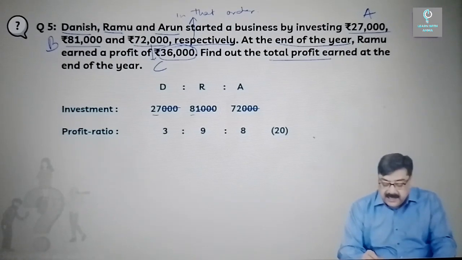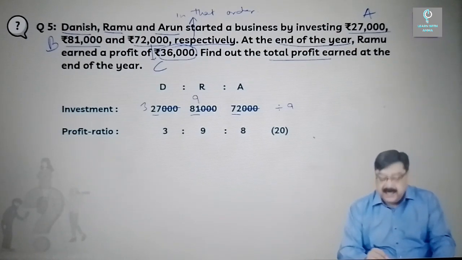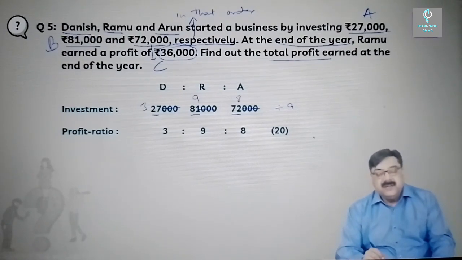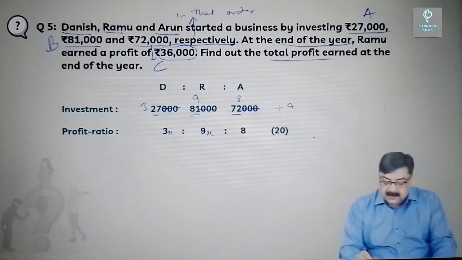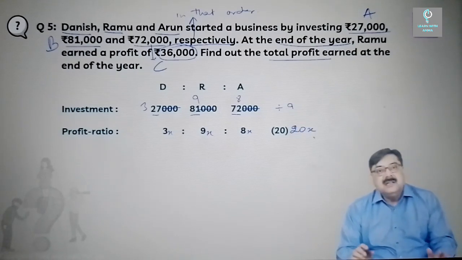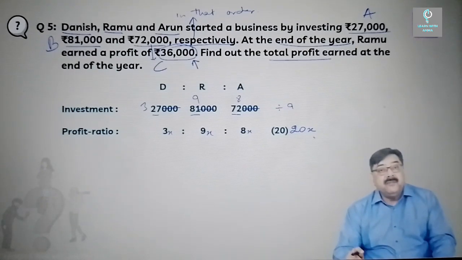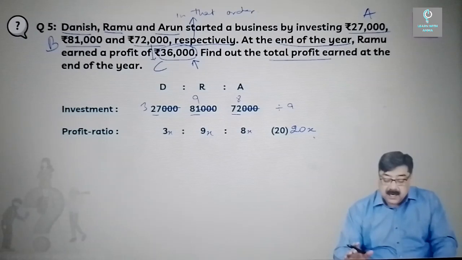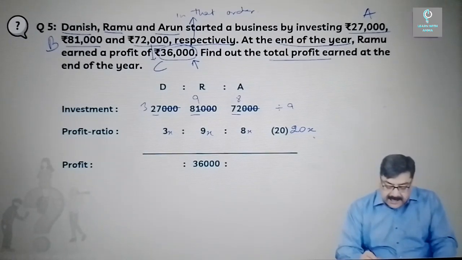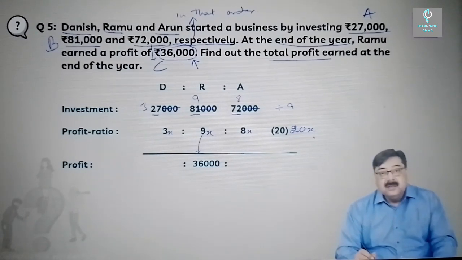Why? Because 27, 81 and 72, each of these figures is divisible by 9. So 9 3s are 27, 9 9s are 81 and 9 8s are 72. So 3x, 9x, 8x. 3 plus 9 is 12, 12 plus 8 is 20. So 20x is the total profit earned. Now, we are given 36,000 as the amount of profit which has been earned by Ramu.